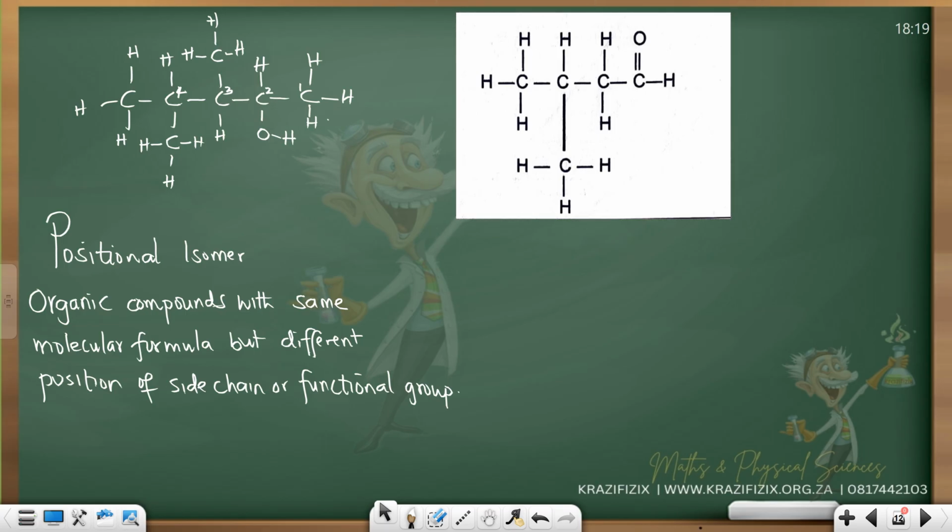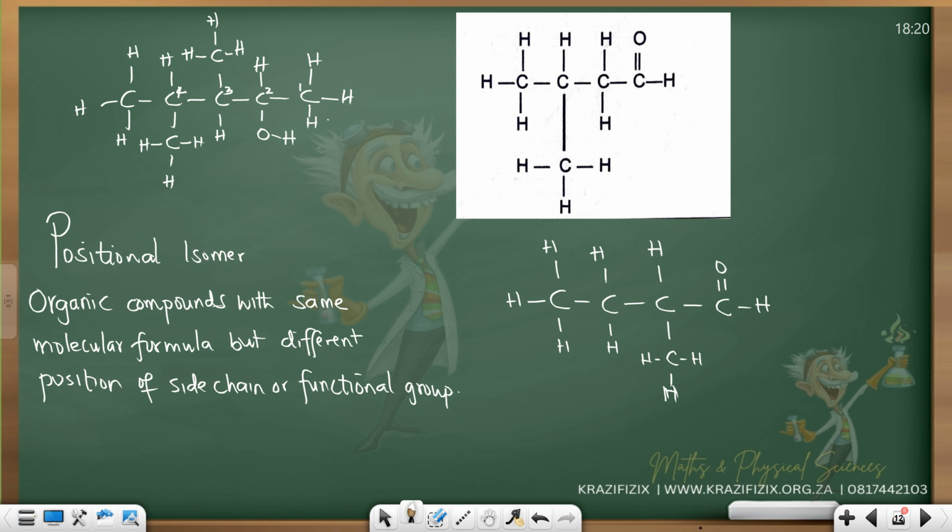So if I want to draw the positional isomer, please don't move the CHO. Once you move the CHO, you are no longer drawing what? An aldehyde. You are now drawing a functional isomer. So for me, I'll just move this here. And I'm done. I have already changed the position of the side chain. It was on carbon 3, now it's on carbon number 2. And we're done.